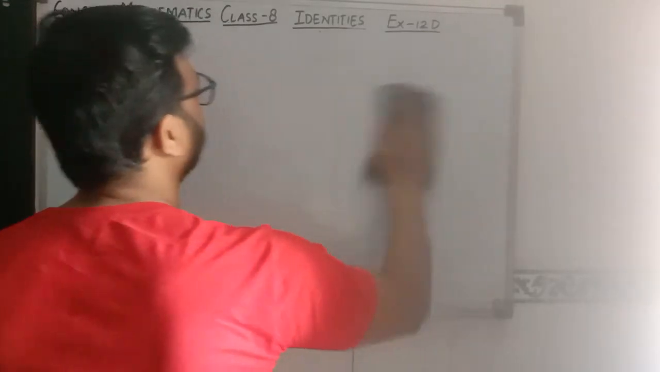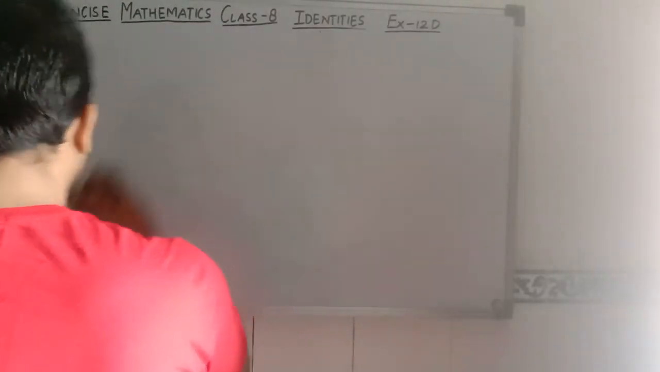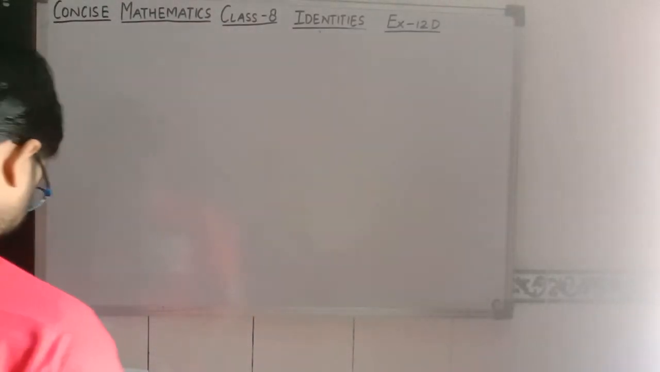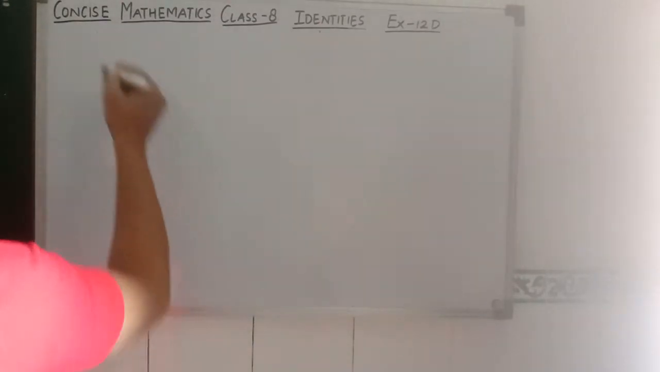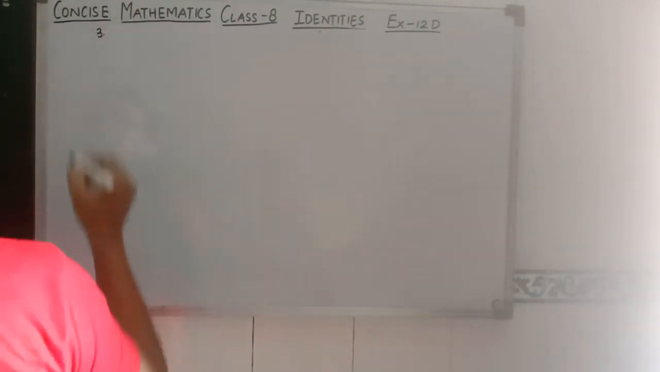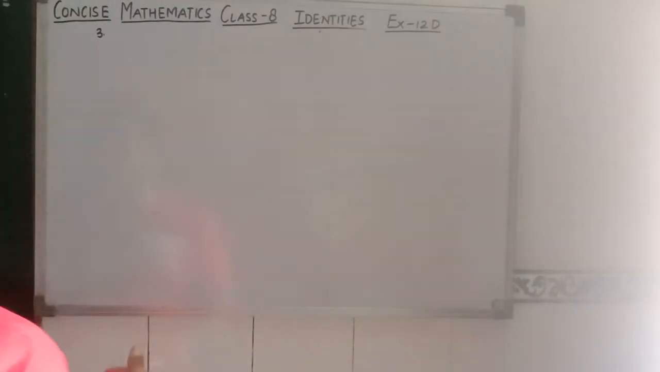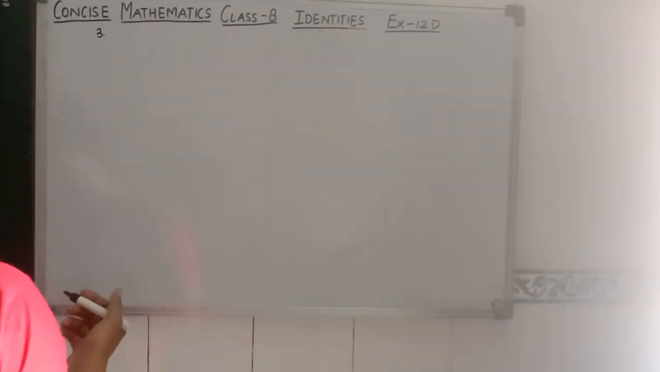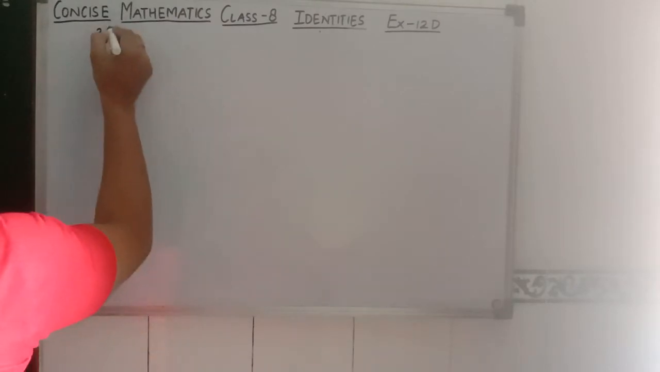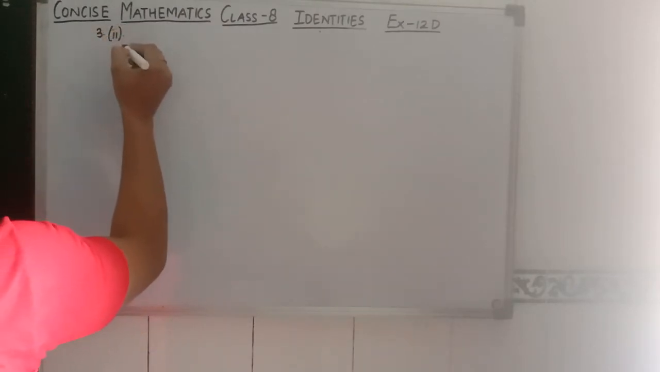Now proceeding further, we are coming to the next question. Question number 3. In question number 3, we have to find the square. It means sometimes we have to apply the identity and sometimes we have to use the application of the identity. So in question number 3, first of all, I am going to tell you part 2.